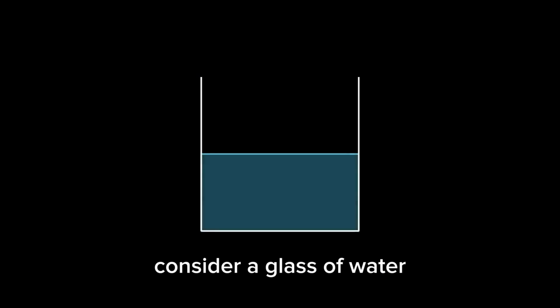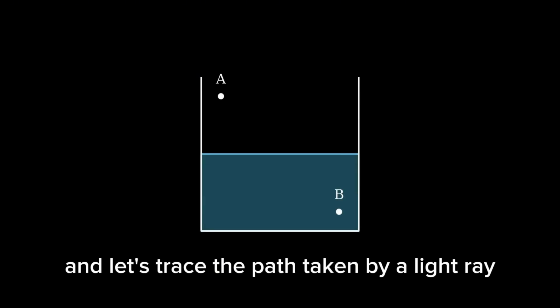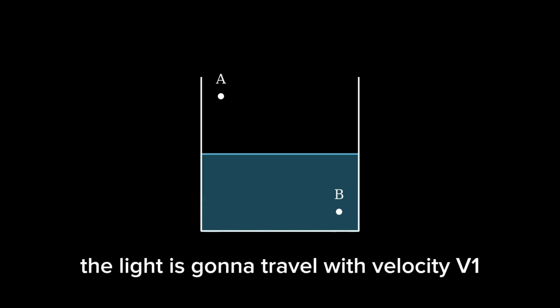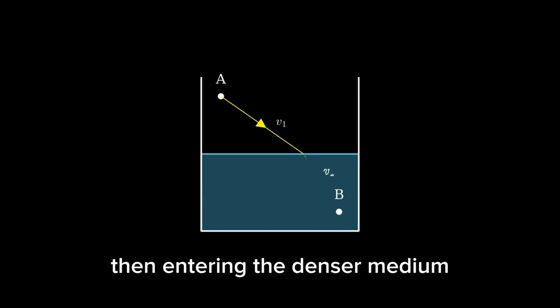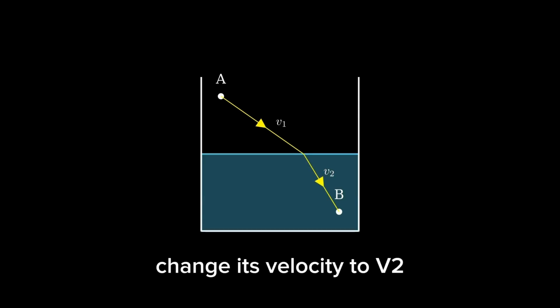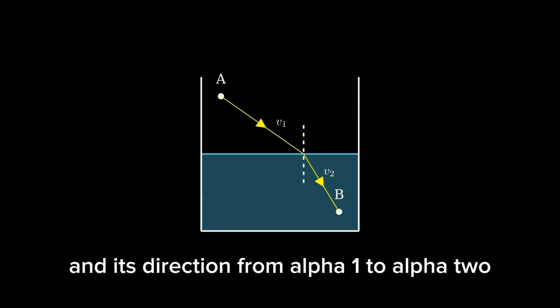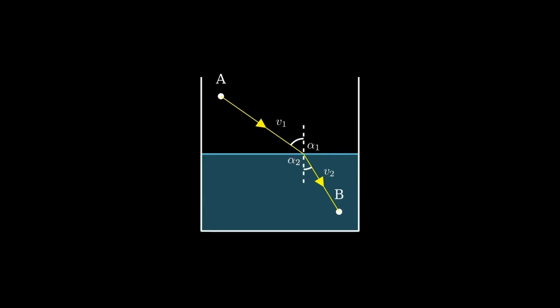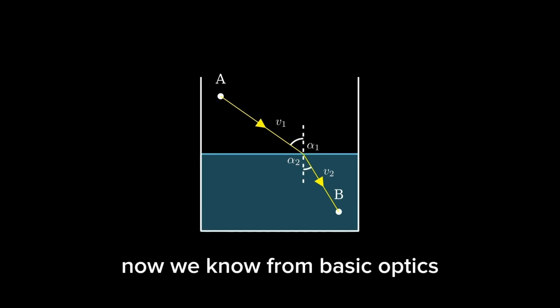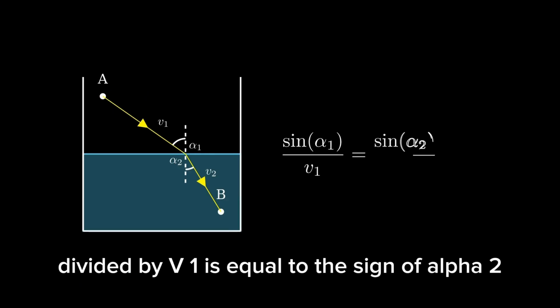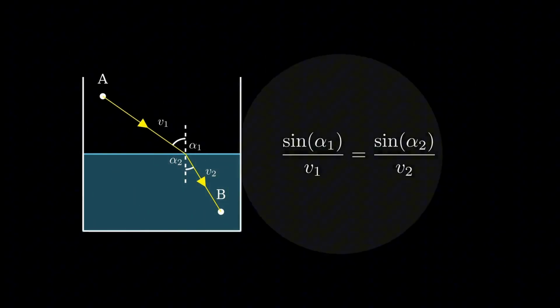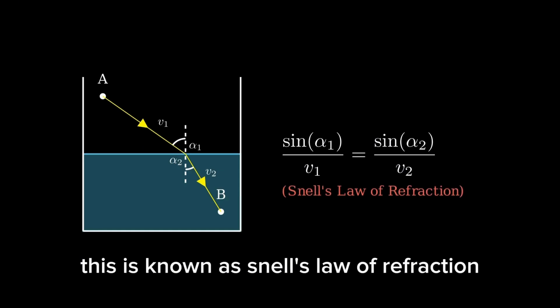Consider a glass of water, and let's trace the path taken by a light ray as it goes from point A to point B. Rather than going to B directly, the light is going to travel with velocity v1 in the less dense medium, then entering the denser medium, change its velocity to v2 and its direction from alpha 1 to alpha 2. Now we know from basic optics that the sine of alpha 1 divided by v1 is equal to the sine of alpha 2 divided by v2. This is known as Snell's law of refraction.